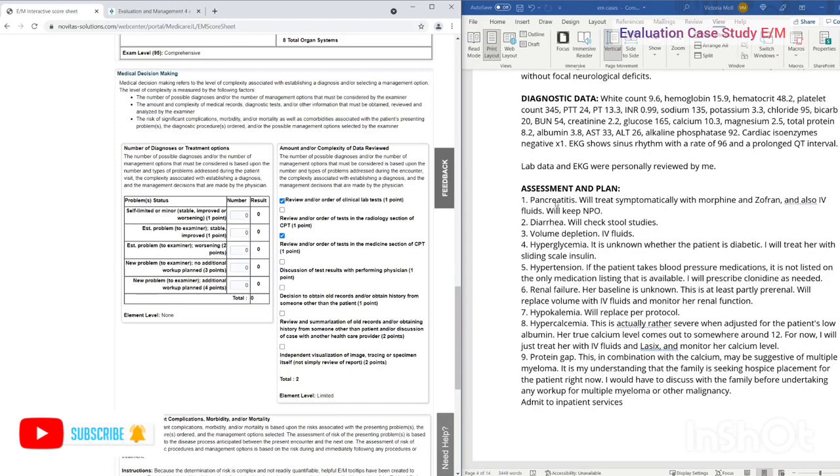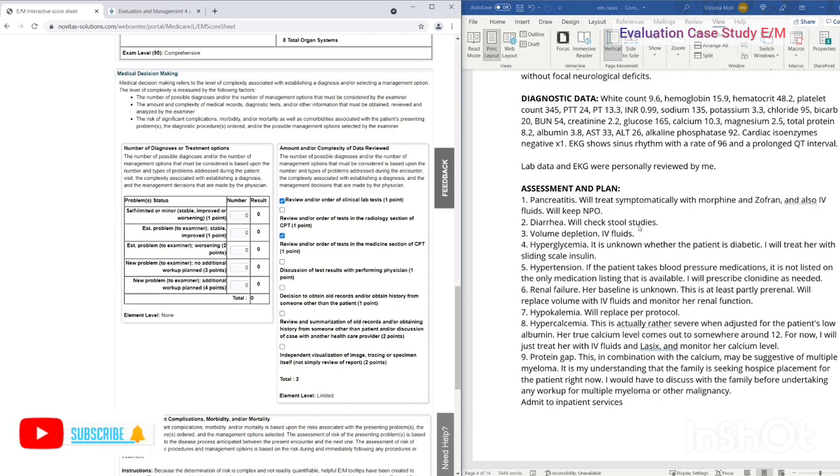So we're going to do some additional working up of this patient. So let's see here. We have pancreatitis. They're treating it with morphine and Zofran. Diarrhea, they're going to check some stool studies. They're doing IVs. They don't know if the patient's diabetic. They're going to do sliding scale insulin. Let's see here. They're going to do IV fluids. They're checking her calcium levels. They're doing some multiple myeloma, having discussion with the family.